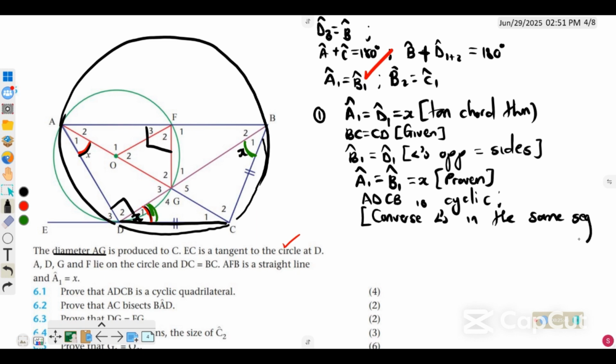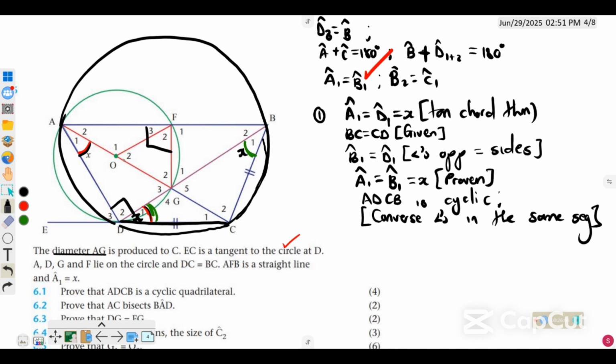Alright. Or it can be angles in the same segment equal. If angles in the same segment are equal, then it means that is a cyclic quadrilateral. Makes sense. So if this is a cyclic quadrilateral, then you can use those conditions from now on. Right. Prove that AC bisects BAD.